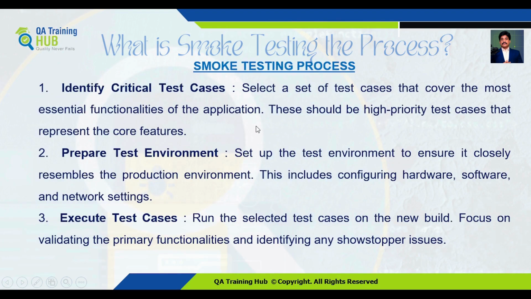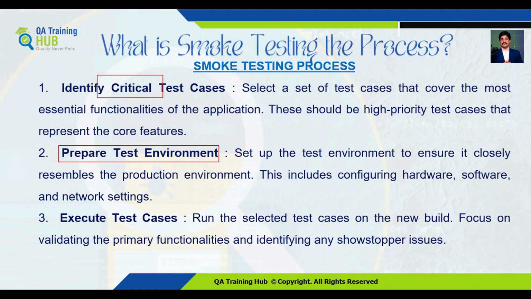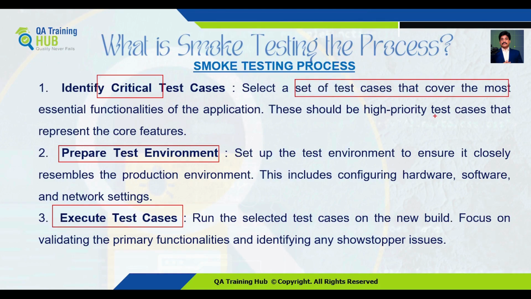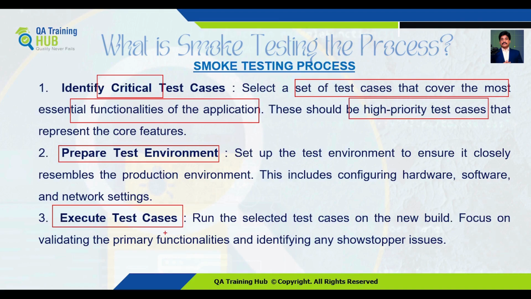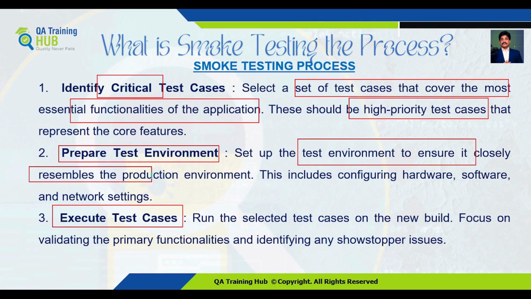What is the smoke testing process? Mainly three components: identifying critical test cases, meaning high priority; preparing the test environment; and executing those test cases. So select the set of test cases which cover the essential functionality of the application. Please try to understand, that is only high priority test cases. For that purpose, the test environment is made ready, and we ensure it closely resembles the production environment.